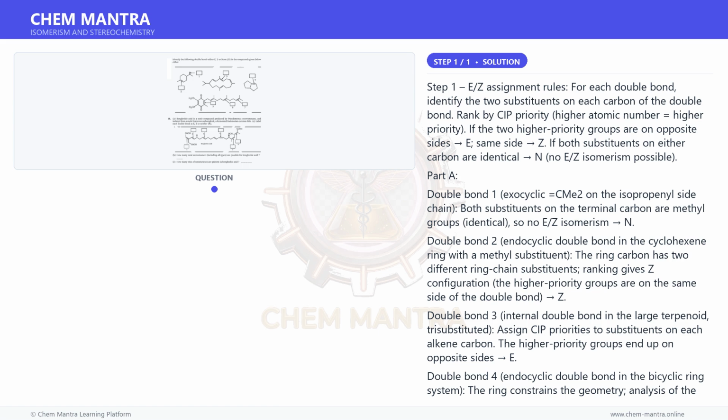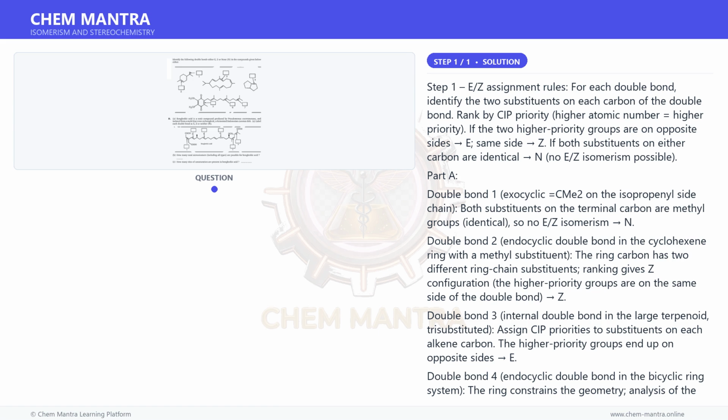Bearing carbon. The OCH3 group is on an sp3 carbon adjacent to this double bond. Analysis gives Z. Double bond 6, near right CHO, and higher priority groups on opposite sides, E. Part B. A. Answer: 1-Z, 2-E, 3-E, 4-Z, 5-Z, 6-E.